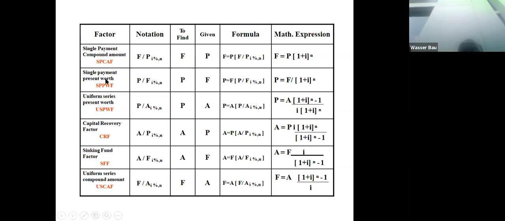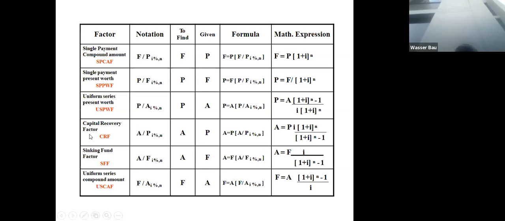It is called the present worth payments. The other one is the uniform series present worth. I'm looking for P and I'm given A. So if you want to solve it, all you need to do is to multiply your A by the factor. This thing you see here is a factor that we can bring out from the table. If you want to find the present worth, multiply the future amount by a certain ratio or factor.